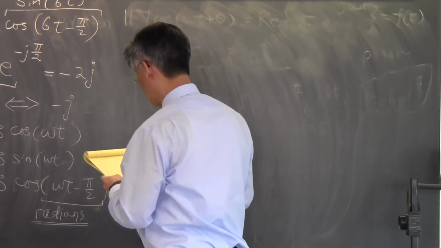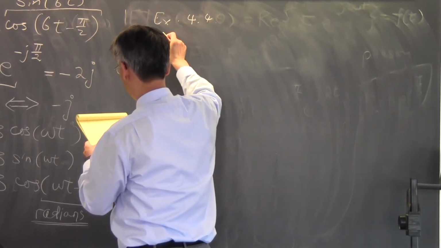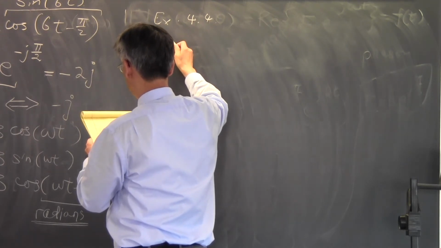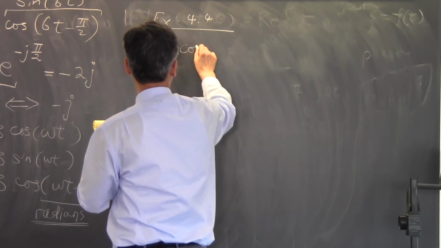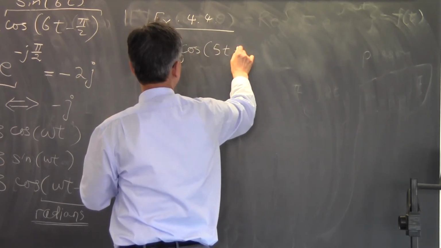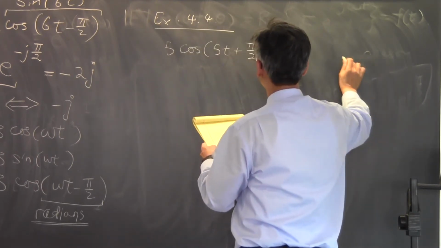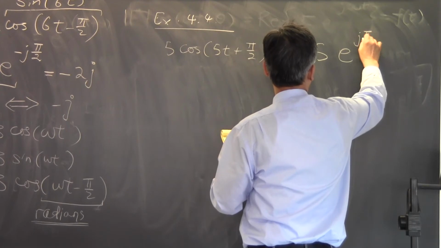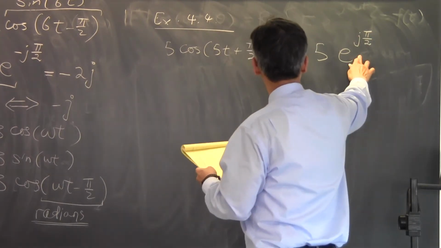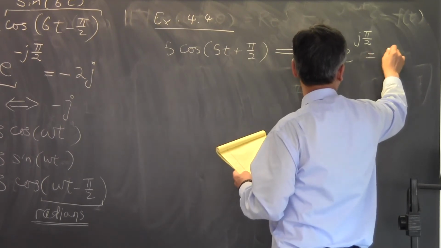So you can do more examples, like example 4.4. What is the phasor form of 5 cosine 5t plus pi over 2? The phasor form will be 5 e to the j pi over 2. But e to the j pi over 2 is just equal to j, so it is 5j.